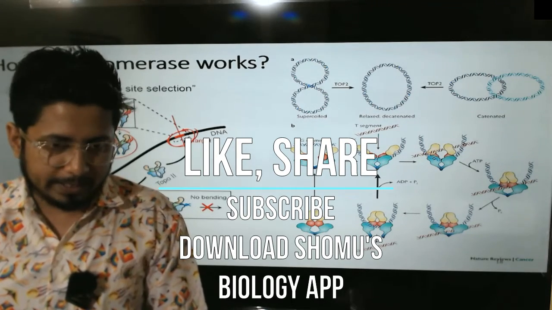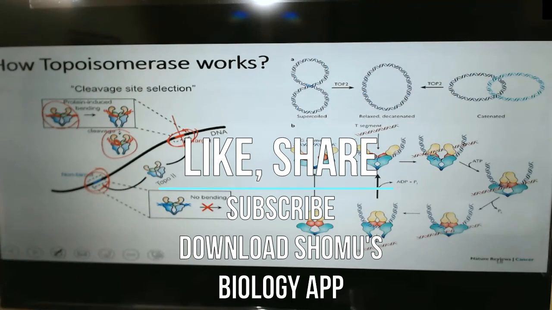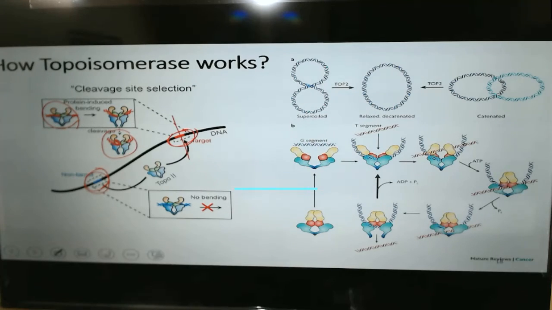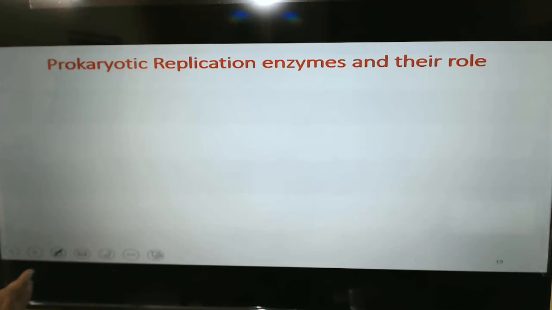That's not the idea. The topoisomerase is kept to only cleave the site of the DNA which needs to be cleaved during the process of replication or transcription to release the stress.